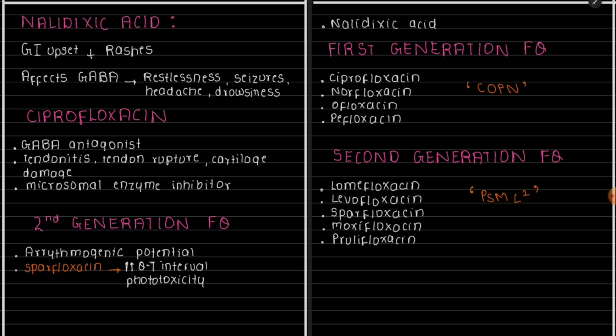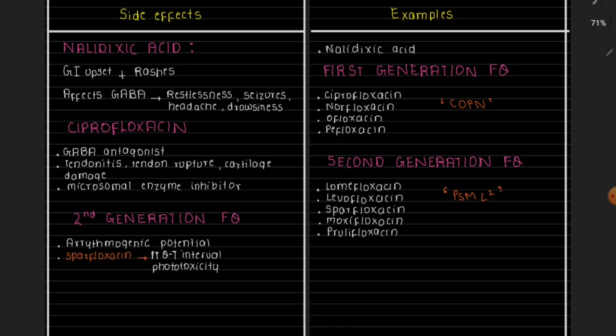The most important side effect of the second generation fluoroquinolones is that they have an arrhythmogenic potential, which means that they can cause arrhythmias. And sparfloxacin, specifically, leads to an increased QT interval, and it can also cause phototoxicity. So that was it for quinolones.